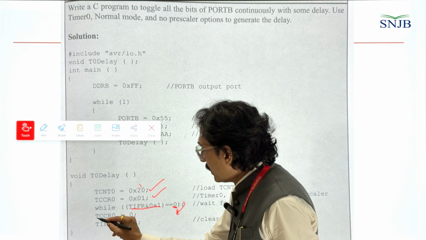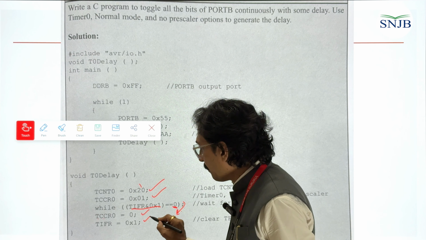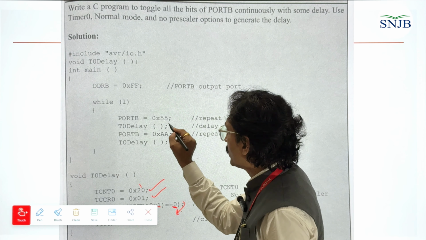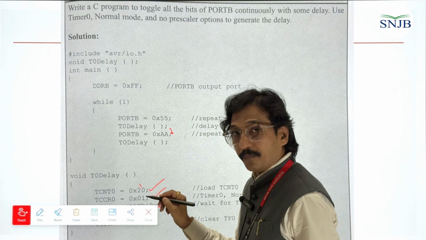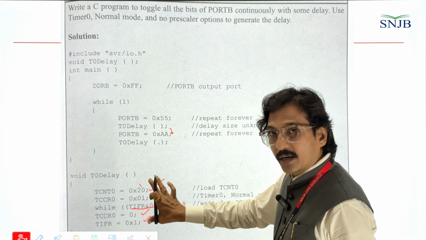We reset TCCR0 and the timer interrupt flag, and again it comes to our next routine, this routine. Then again it generates some delay using this, and again comes back over here, then generates the same delay, again comes back over here. So this way, using the timer programming, these are the only 4 different lines.